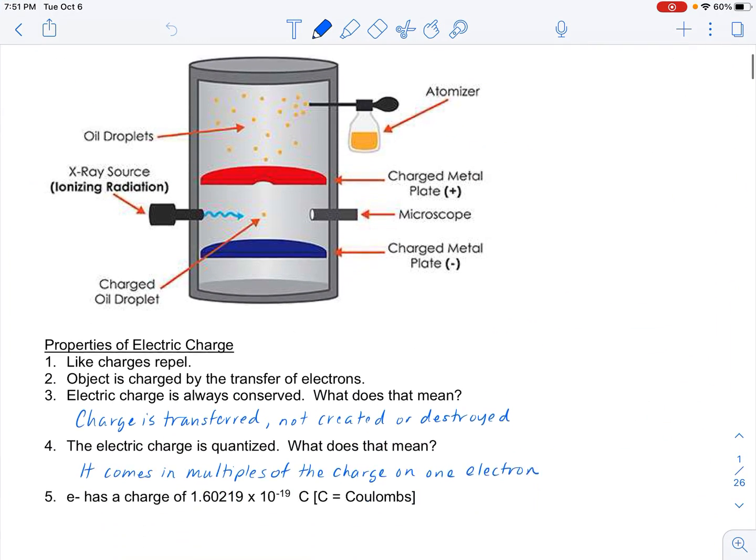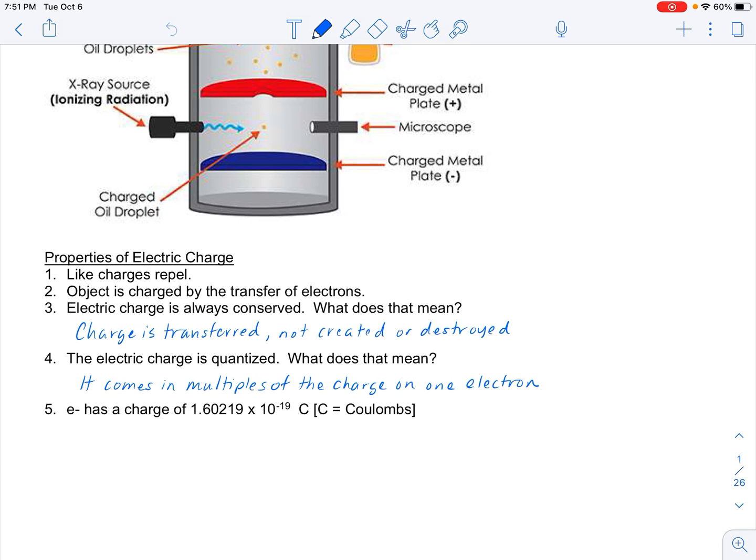So, what did he find? He found that like charges repel, and he found that the object is charged by the transfer of electrons. This is important because remember that the model of the atom, the Bohr model of a hydrogen atom, for example, would be a single electron orbiting the nucleus, which is a proton. Now, what we know is that it's not easy to break up the nucleus, but we can move the electrons around, and that's what we're going to see with static electricity.